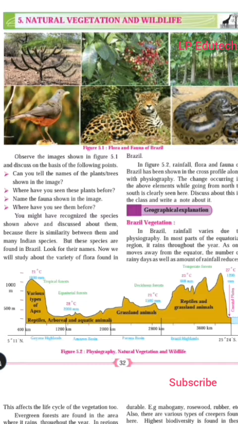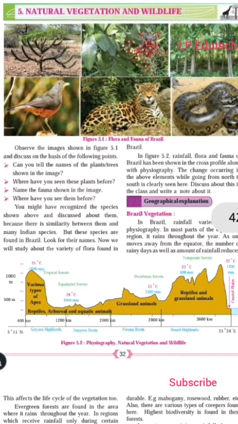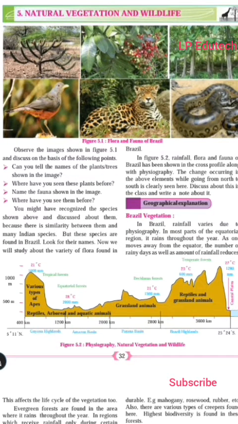Now, where have you seen them before? The leopard can be seen both in Brazil as well as in India, but the anaconda snake and the Rio Negro bird can be seen only in Brazil. So that is very specific. You might have recognized the species shown above and discussed them. There is a similarity between them and many Indian species, but these species are found in Brazil, so look for their names. Now we will study the variety of flora and fauna in Brazil.